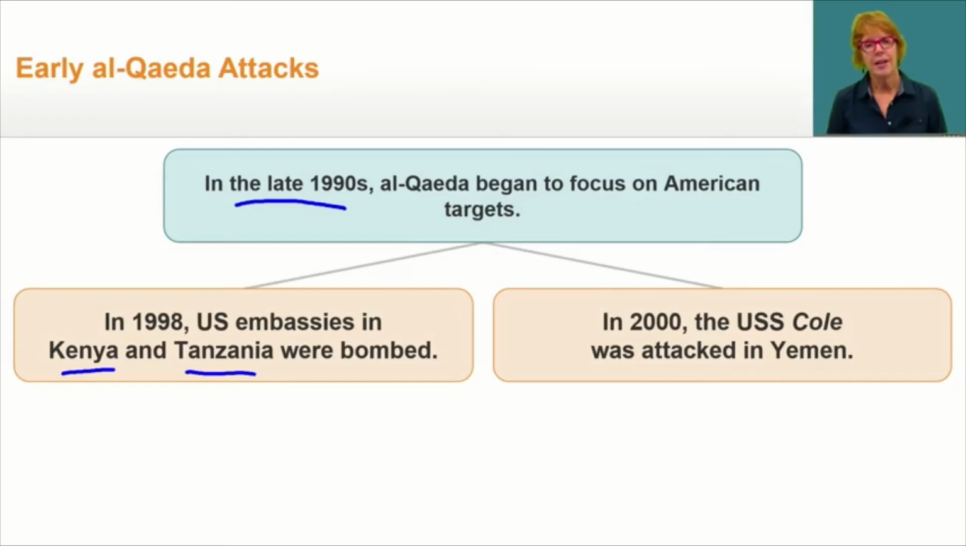In 2000, al-Qaeda bombers attacked the USS Cole, an American naval ship, while it was refueling in the Middle Eastern country of Yemen. The suspected organizer of the attack has been held at the U.S. base in Guantanamo Bay, Cuba, since 2006. Al-Qaeda's next act would change the United States and the world.